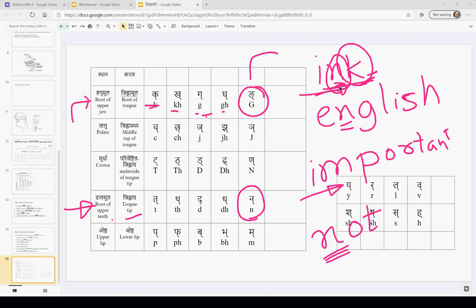So in Sanskritam also, if you take the example of a word which has this sound, for example, let's take Anga or Kanka. Kanka, we write it as Ka.